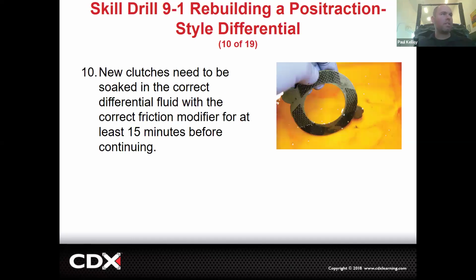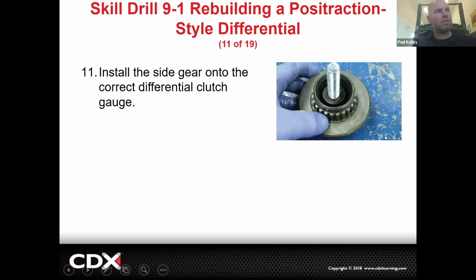Okay, so inspecting for leaks. If you're going to do these clutches, you have to soak them for 15 minutes with the correct friction modifier. You got to know that. You don't put dry clutches in there. You got to have it soaked, and it needs to have the friction modifier. Doesn't that look delicious? It's like honey. It'll be like amber pretty soon.